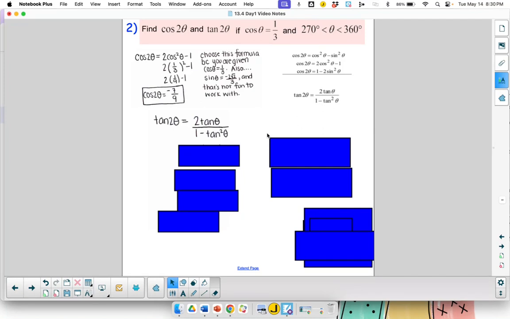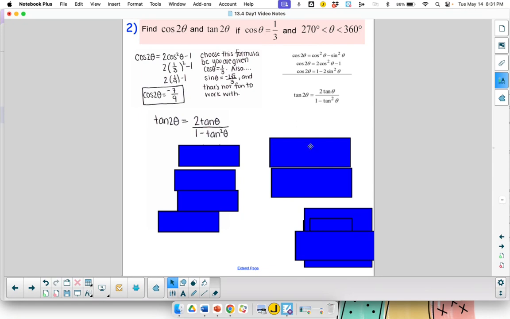And I need to know what tangent is in order to do this, and I don't have tangent. So this is where I'm going to use the given information. This time I'm drawing a triangle in quadrant 4. Notice that in quadrant 4, I'm given a positive cosine value, which makes sense because all students take calculus.